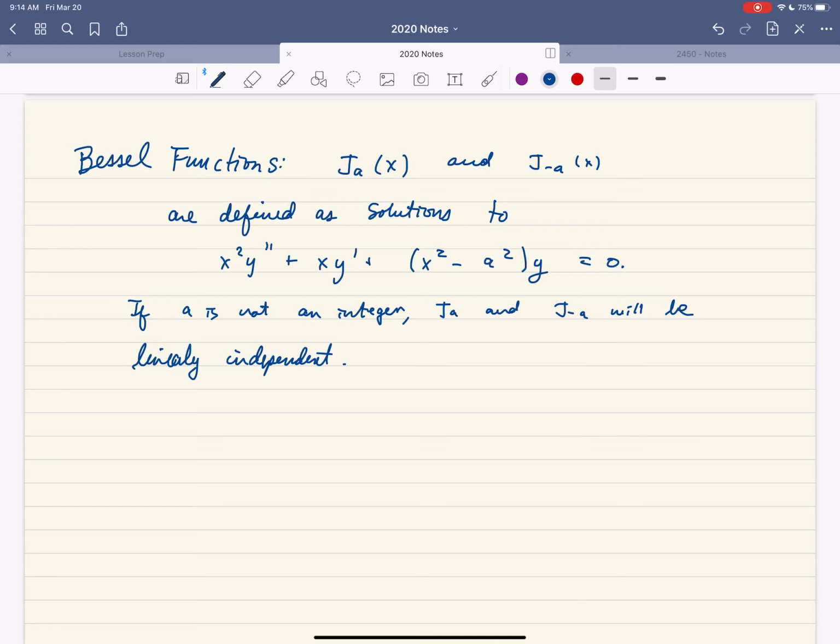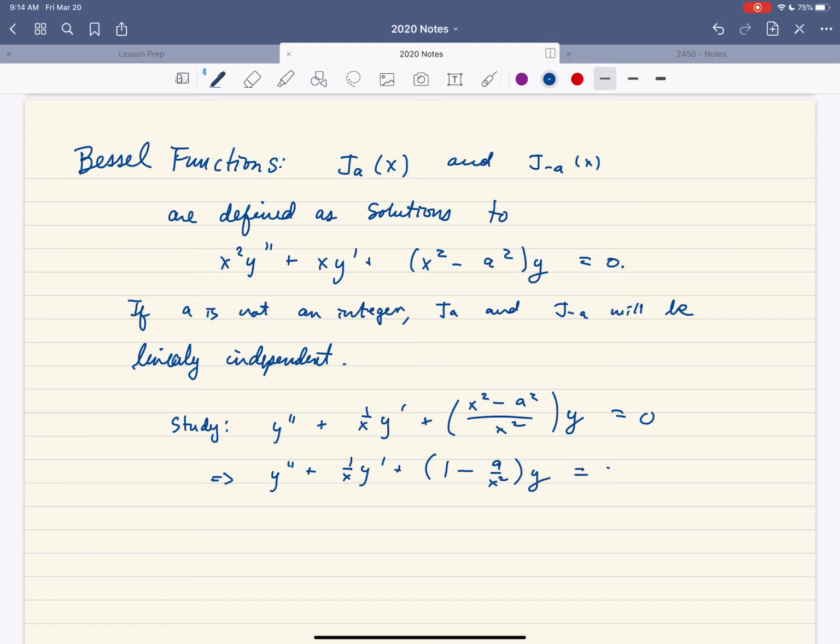I want to just rewrite our differential equation. If I take this differential equation and multiply everything by 1 over x squared, we're going to study Bessel's equation, which is y double prime plus 1 over x y prime plus, if I take x squared minus a squared and divide by x squared, we get y double prime plus 1 over x y prime plus 1 minus a squared over x squared y equals 0.